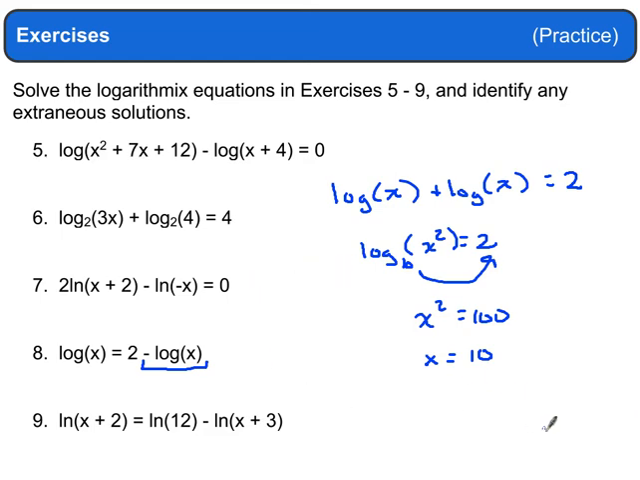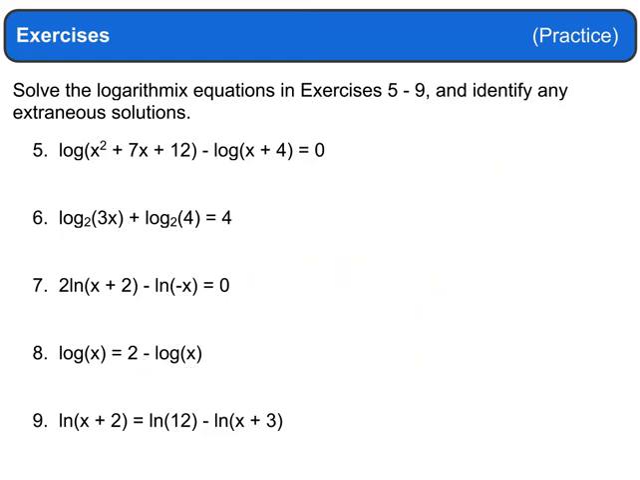Let's see, last one, number 9. We have natural logs on the left and the right. We're going to bring some together. So when I rewrite number 9, I'm going to keep the ln of x plus 2 on the left. I'm going to add this one to the left. So I'm going to get plus the natural log of x plus 3. And that's going to be equal to the natural log of 12.